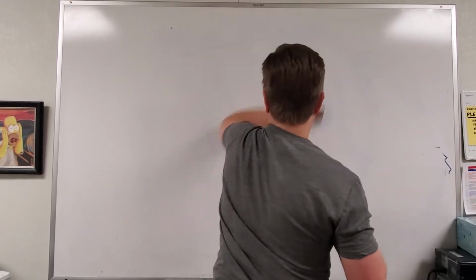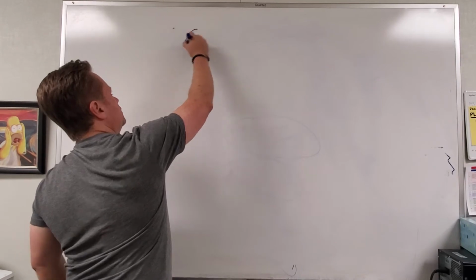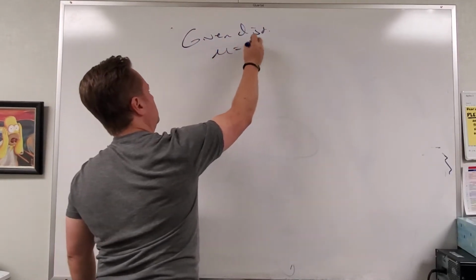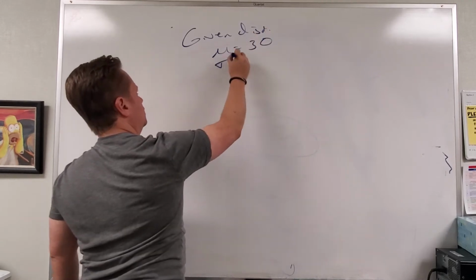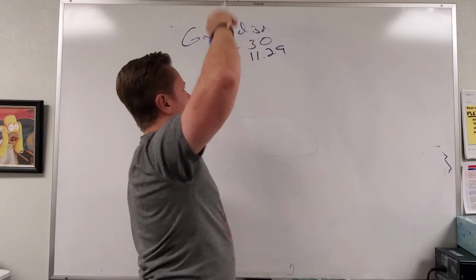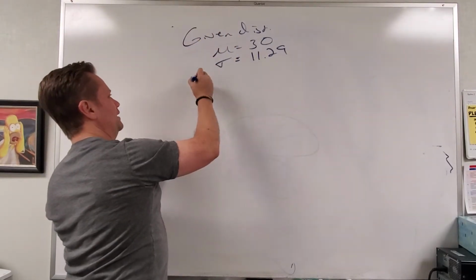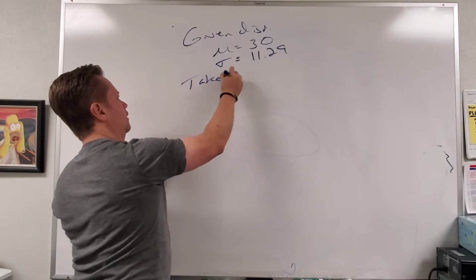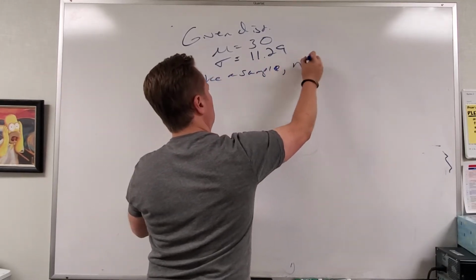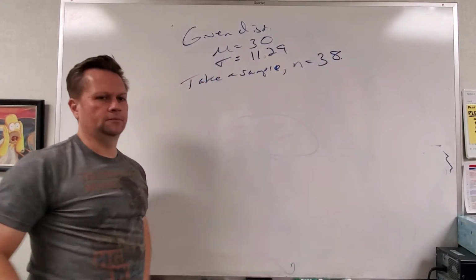So let's say I'm given a distribution where the mean is 30 and the standard deviation is 11.29. Why? I don't know. And let's say I take a sample n equal to 38.